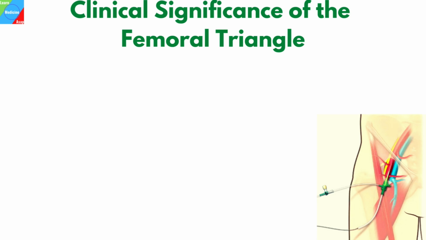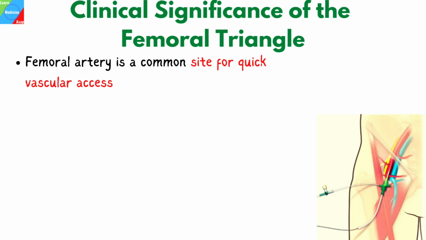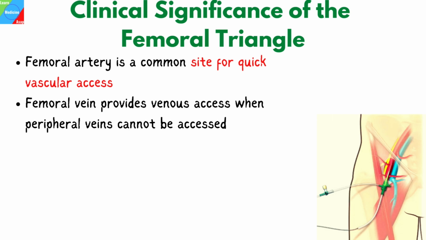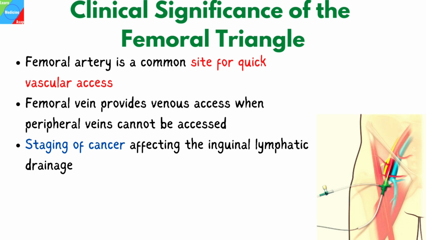The femoral triangle is clinically significant for the following reasons. It provides palpable access to the vital femoral artery. It is a common location for quick vascular access. Venipuncture of the femoral vein in the femoral triangle can be used for venous access when peripheral veins cannot be accessed. In the staging of cancer affecting the inguinal lymphatic drainage, the region of the femoral triangle and its roof, which contains both deep and superficial inguinal lymph nodes, may be the target for lymphadenectomy.